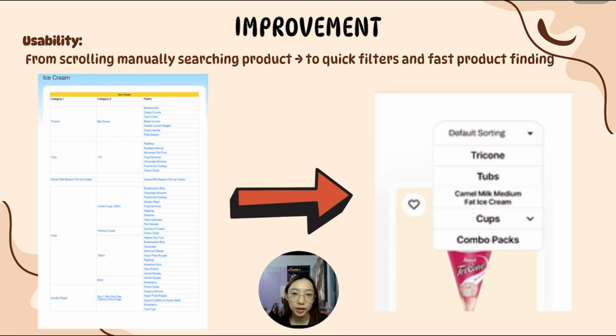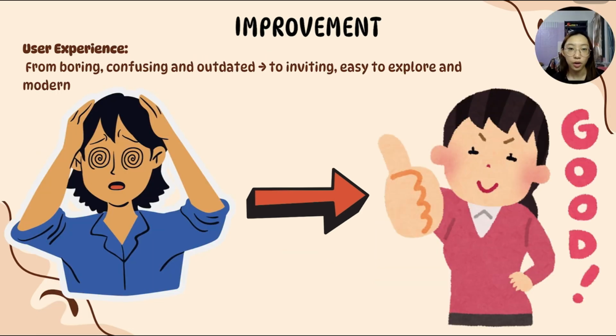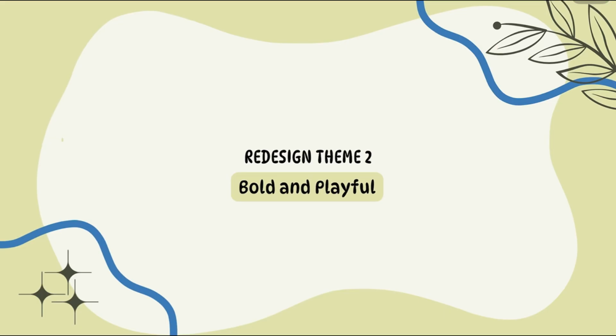For usability, we had made improvement from scrolling manually and searching for products to quick filters and fast product finding. For user experience, we had made improvement from letting the user feel bored, confused, and with an outdated layout to letting the user feel invited, with easy exploration and a modern layout.